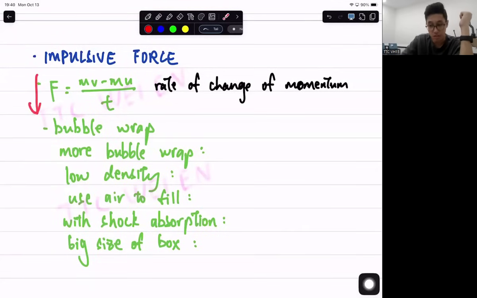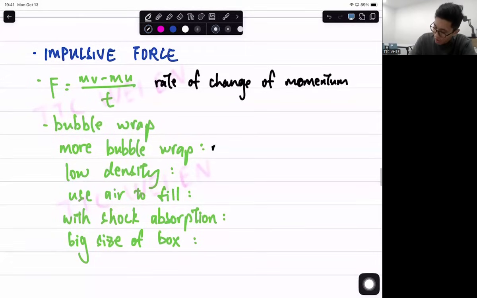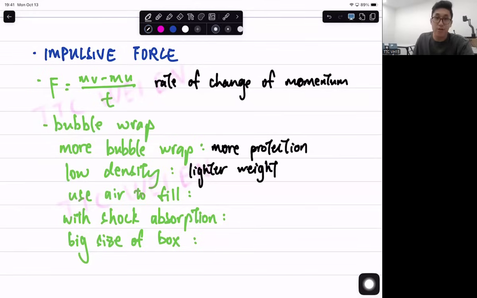You want to reduce the force, you increase the impact time. You want to increase the force, you decrease the impact time. So let's say they ask you, I want to make a bubble wrap. I try to send things on Shopee. For online shopping you want to deliver objects, so you want to protect your object. So you design your bubble wrap with more bubbles because you can have more protection. You want low density because again it is lighter weight. You can say it is more portable also. Use air to fill the bubble wrap.